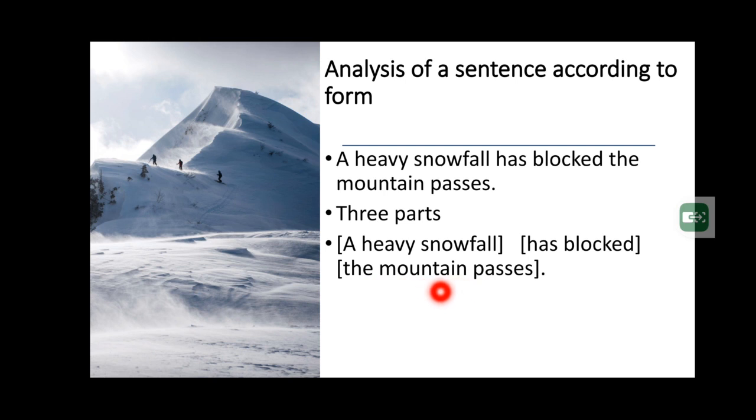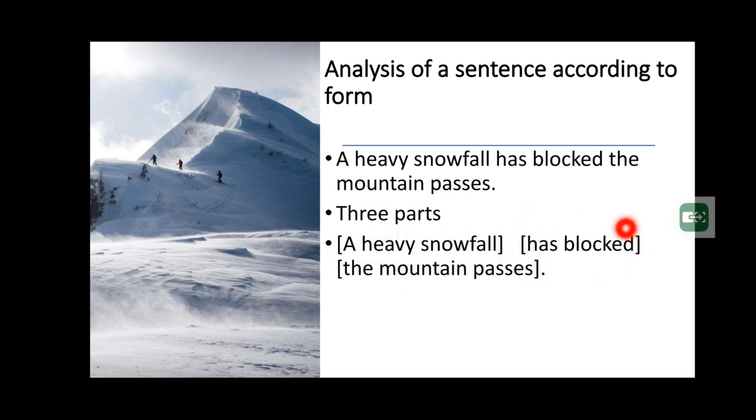So we have a structure. In place of a heavy snowfall, you can say a young boy, and instead of has blocked, you can say has been running, and instead of the mountain passes, you can say a mountain climber. Or instead of a heavy snowfall, you can say a dark night. Here you can use a verb, must be joking. And here you can use again a noun phrase, a ski boy.